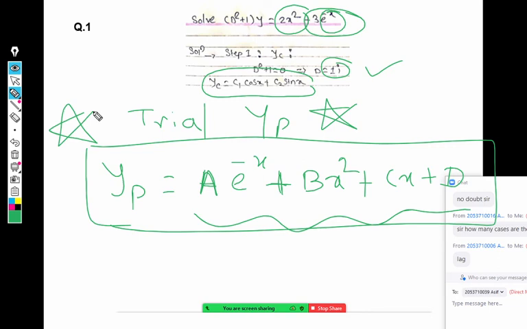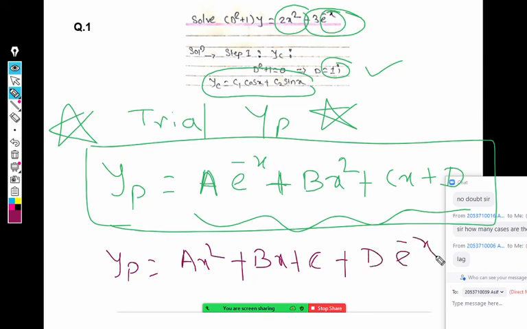Once you get this trial yp, ABCD you can find out very easily. Is it clear how I have written that trial yp? You can write it in reverse way also. Suppose someone is writing yp like this: yp is equal to ax square plus bx plus c plus d into e raised to minus x. That is also the same. So you can write the exponential first or exponential last. It doesn't matter.